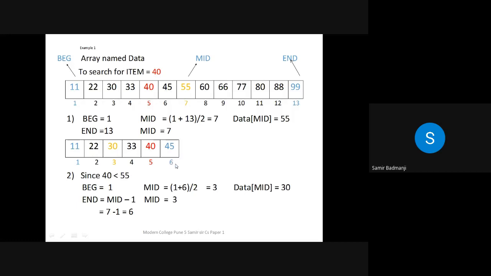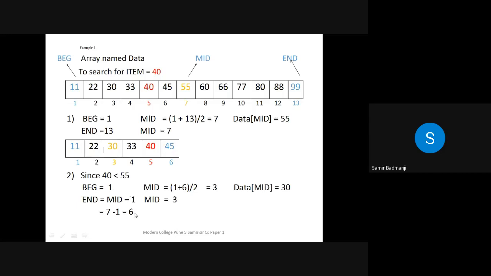Now this is the new end and this is the beginning. Since 40 is less than 55, what is 55? 55 is data mid. So 40, the element that we want to search, is less than the midpoint. So beginning equal to 1 and end is equal to mid minus 1. So this is the mid minus 1 element we have done. So 45. So this is the new array that we are going to search. This half of the array we have ignored. Now we want to search in this array. So again, beginning will be 1, end will be mid minus 1.